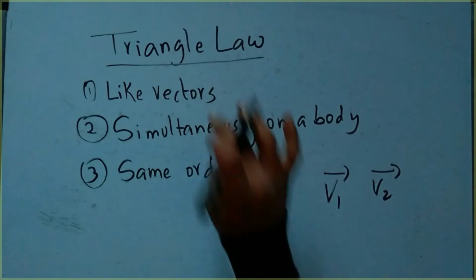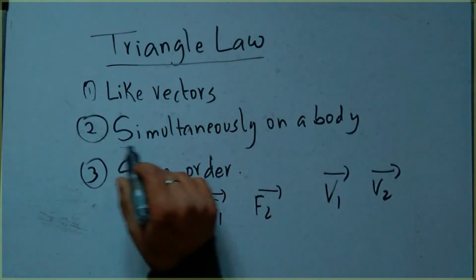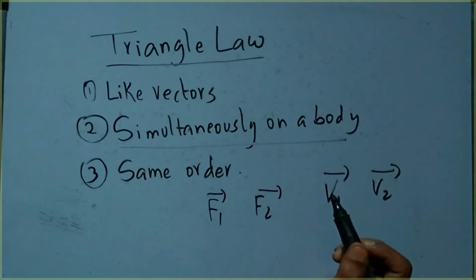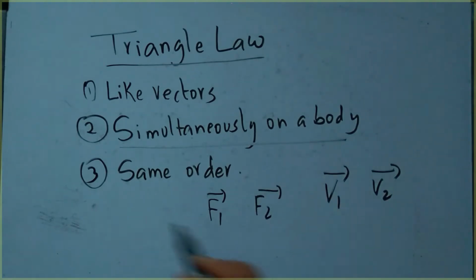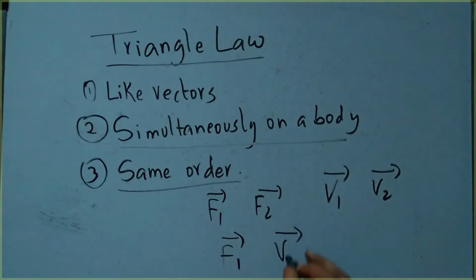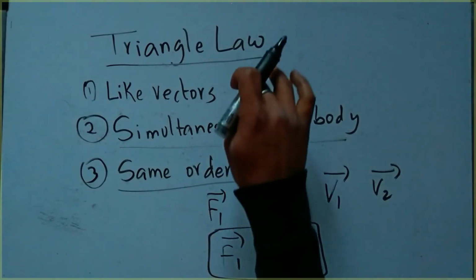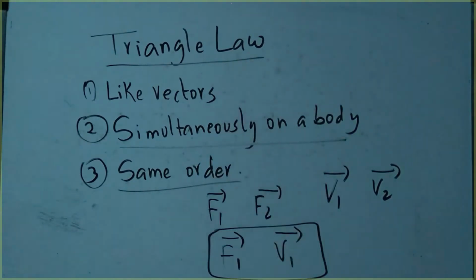So two vectors acting simultaneously at the same time on the same body have to be represented in the same order by two sides of a triangle. So if we have F1 as one vector and V1 as another vector, these two vectors cannot be taken into consideration for a triangle law because they are unlike vectors. For triangle law, two vectors have to be of same nature.